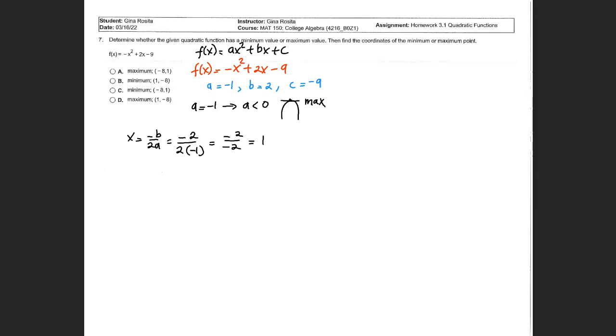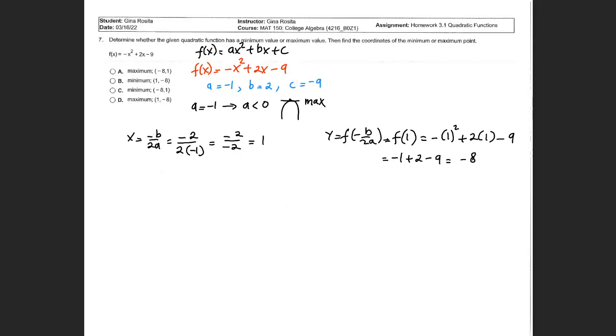Now y. It means f of 1, so just plug it in: negative 1 squared plus 2 times 1 minus 9. Don't forget the negative. The negative sign is small but a big mistake. Be careful. Negative times 1 squared is negative 1, plus 2 times 1 is 2, minus 9. So the answer is negative 8.